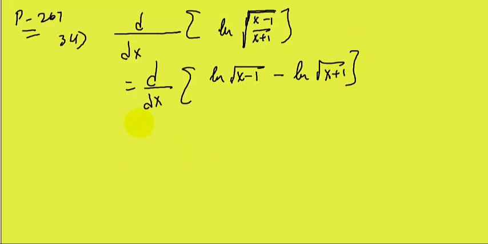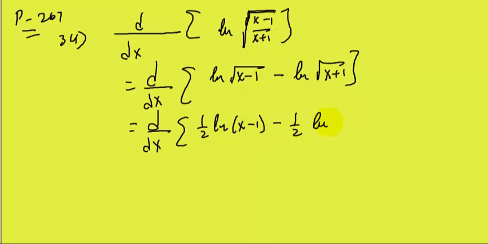I haven't done anything but algebra. We'll keep doing some more algebra here. This is the same thing as 1/2 ln of x minus 1, minus 1/2 ln of x plus 1. And if you want, we could have taken this out to begin with and moved the 1/2 to the outside. That's just fine. That'll probably be even faster.